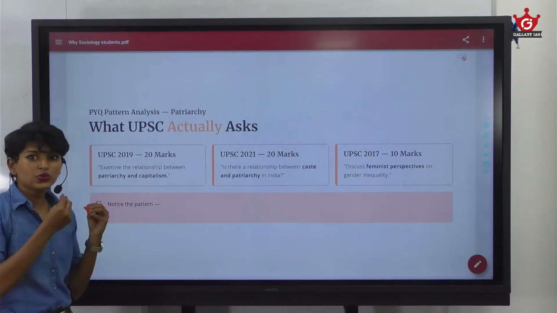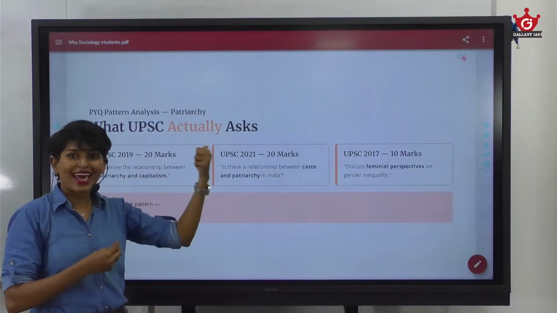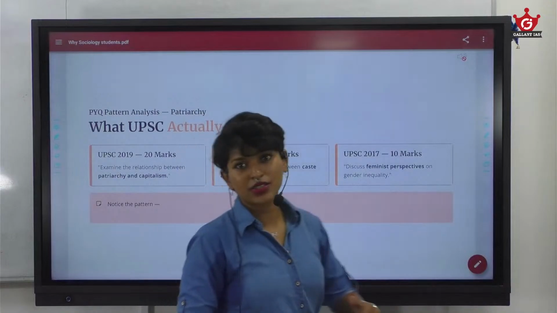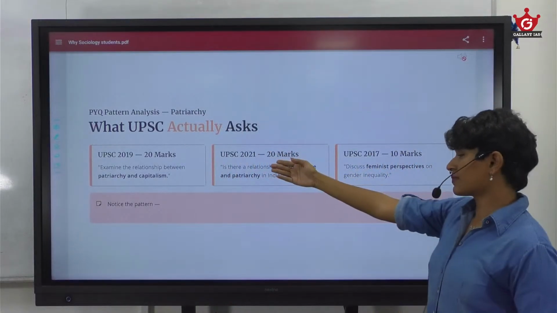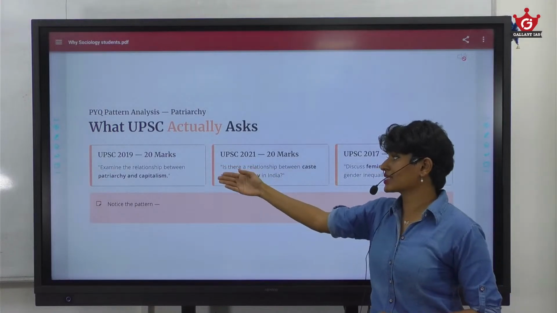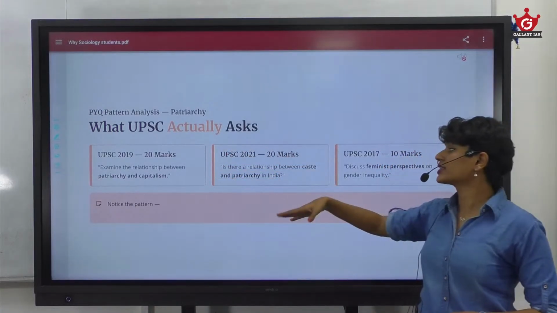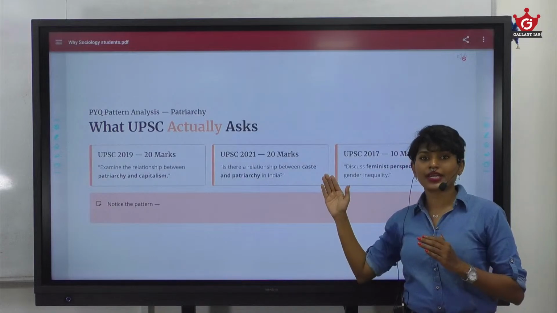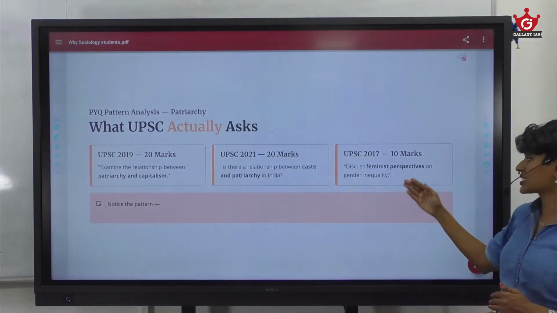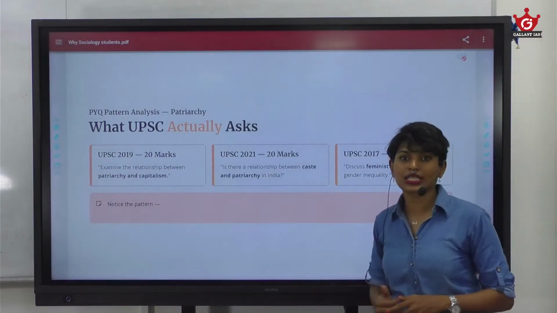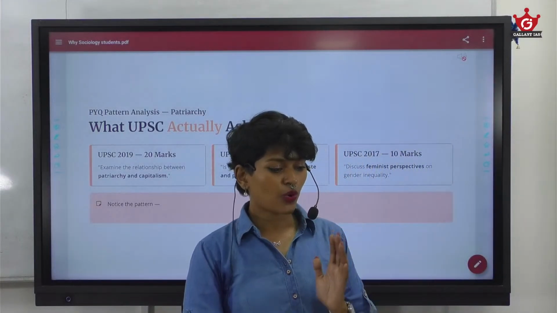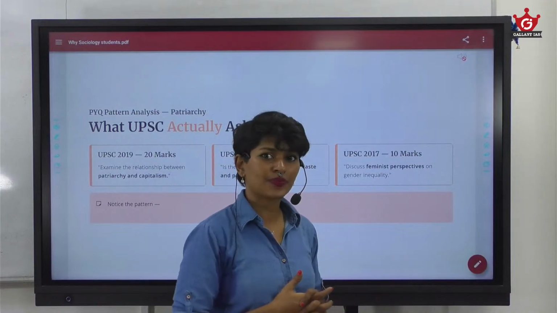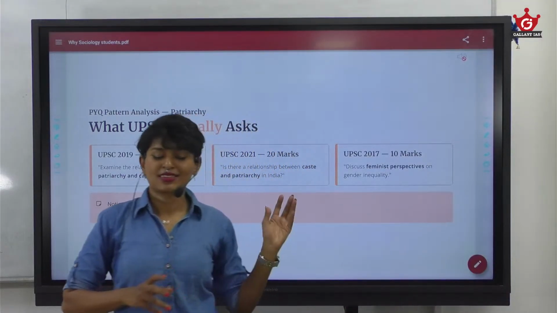See, let's try to bring PYQ analysis on this topic. Okay, see the first question here. I hope we can see here. There was a 20-mark question: Examine the relationship between patriarchy and capitalism. Then in another consecutive year, there was a question: Is there a relationship between caste and patriarchy in India? Another one: Discuss feminist perspectives on gender inequality. Okay, so can you spot any kind of similarity or pattern here? What do you think? Any pattern?